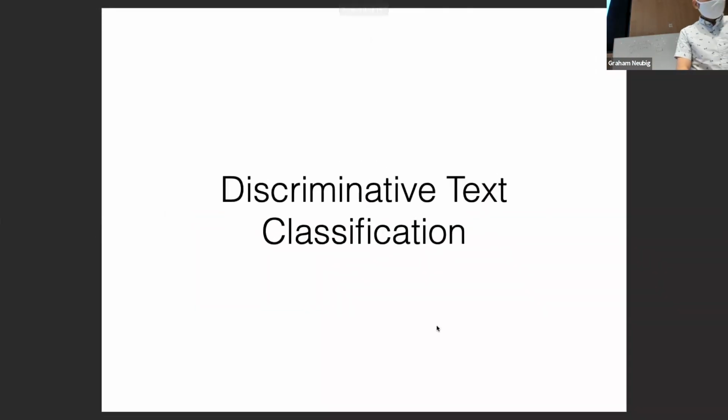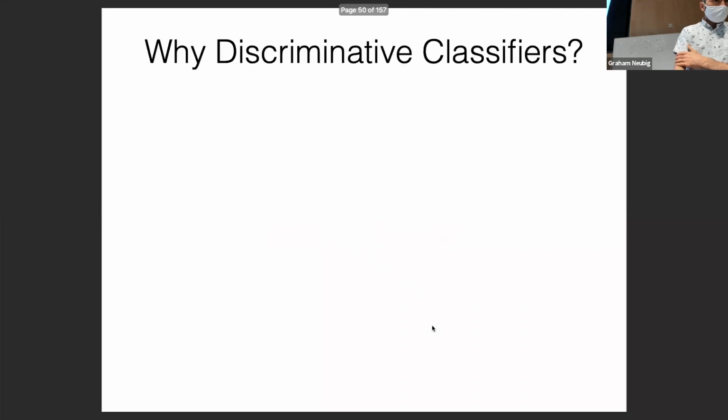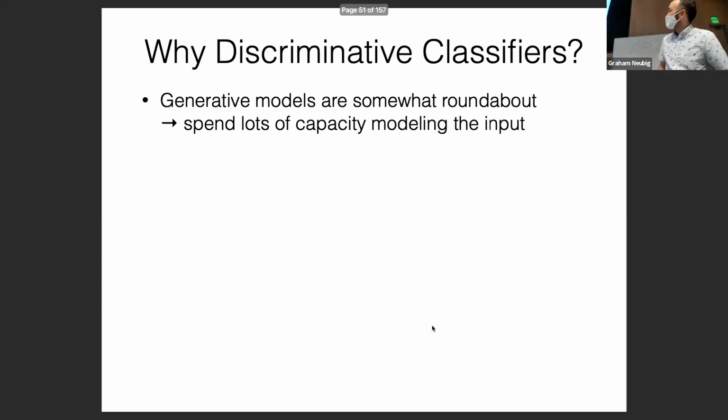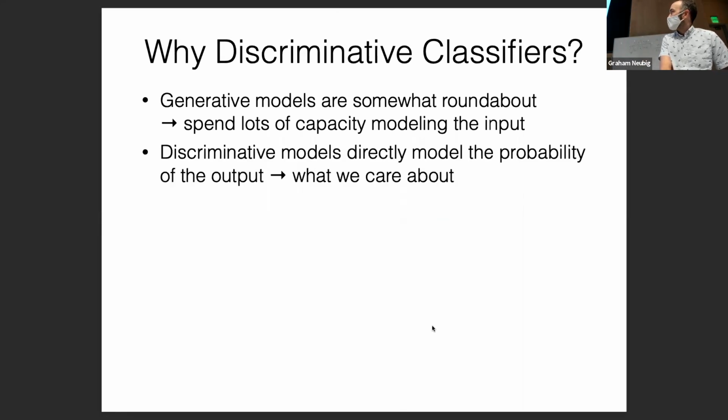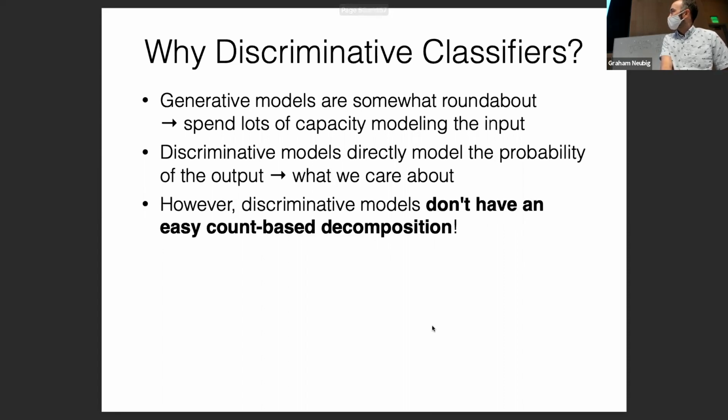Cool. So now moving to discriminative text classification. So why would we want to use discriminative classifiers? Generative models are a somewhat roundabout way of creating a model to do text classification. They spend a lot of capacity on modeling the input sentences, and in some classification tasks, we only really care about the probability of the output label. And what discriminative models do is they directly model the probability of the output, which is what we care about.